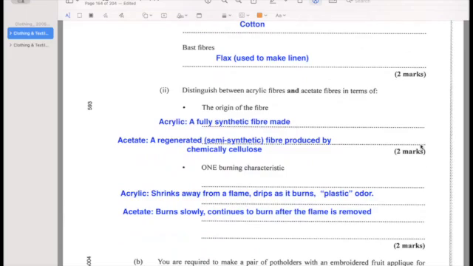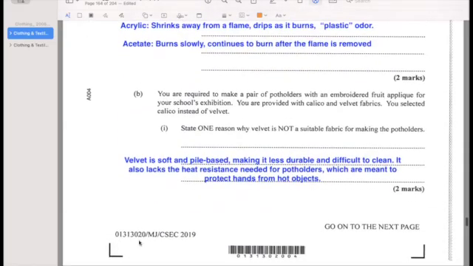All right, next question: one burning characteristic that we have for both of those fabrics or fibers. Acrylic shrinks away from the flame, right? So it smells like plastic. It gives off a plastic odor. And then acetate burns slowly, and it continues to burn after the flame is removed. 2 marks.